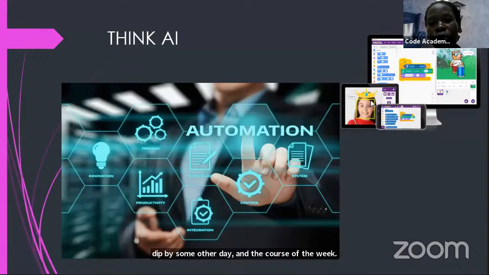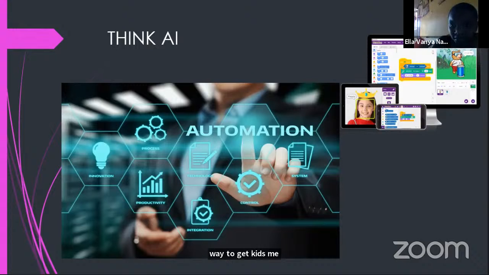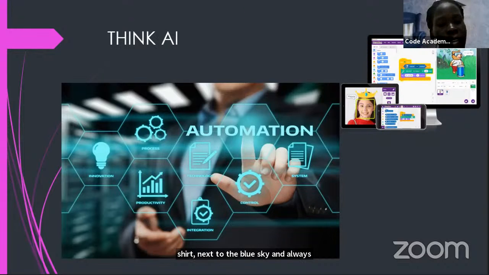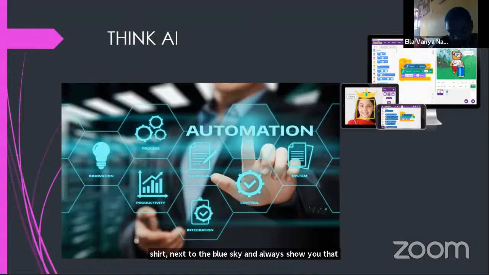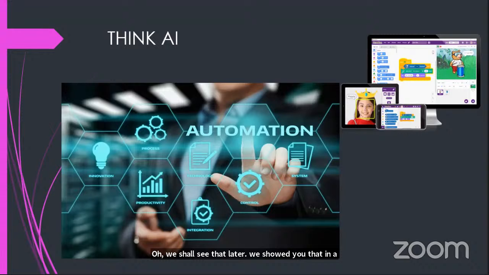Now, for example, if you look at using artificial intelligence on someone's facial expression, where, excuse me? Yes. Where do you get this character that is wearing a shirt next to the blue stand? Oh, we shall see that later. Is that okay? Yes, that's beautiful.